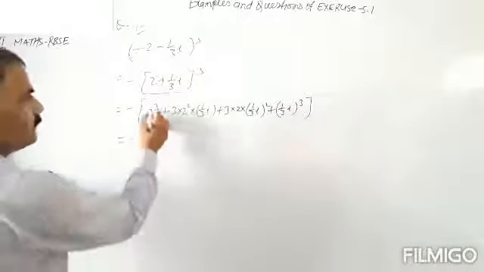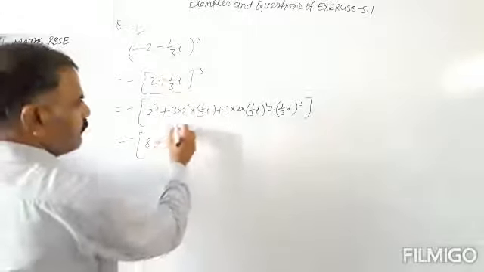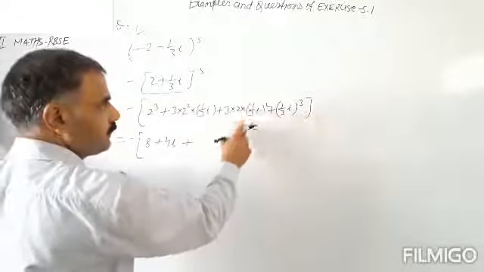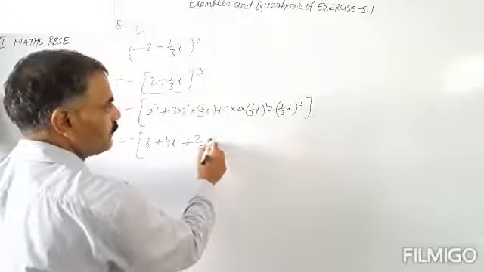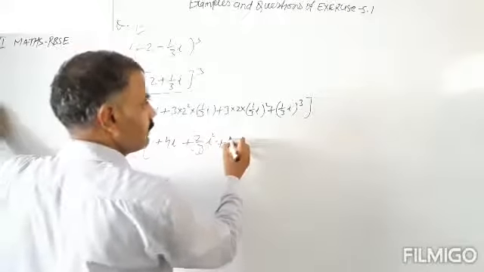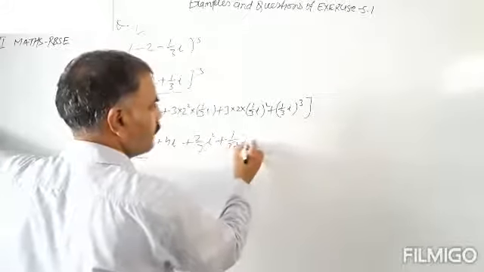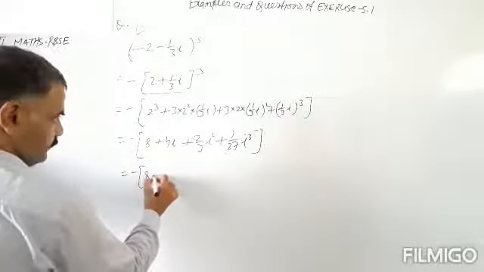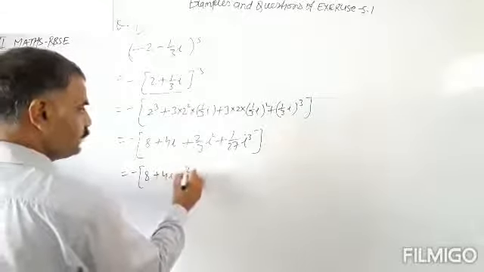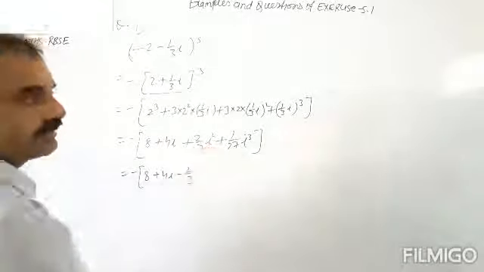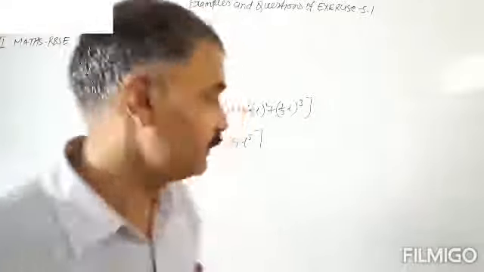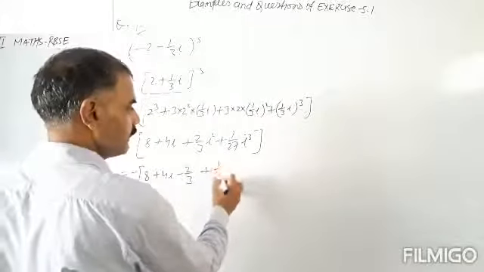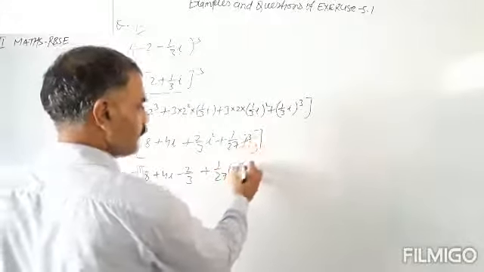This is equal to minus 8 plus 3 will cancel 3, 2 2 4 iota, plus 1 upon 9, 1 upon 3, 2 upon 3 iota square, minus, plus 1 upon 27 iota cube. Finally this is equal to minus 8 plus 4 iota minus 2 by 3 iota square, and iota square is equal to minus 1. So minus 2 by 3 plus 1 by 27 iota cube, that is minus iota.